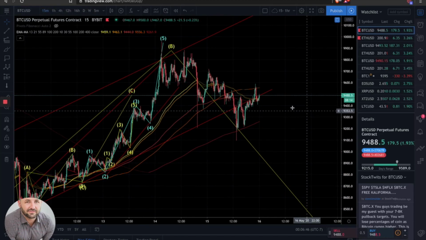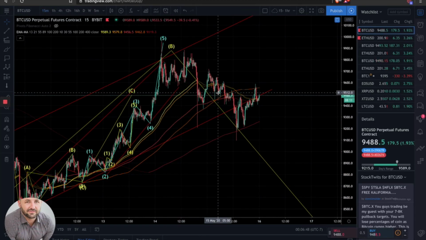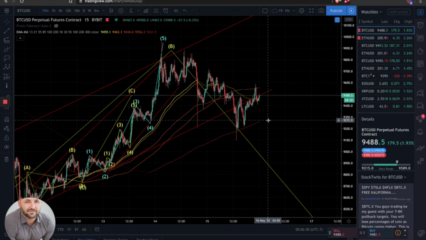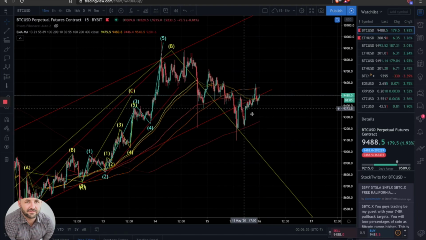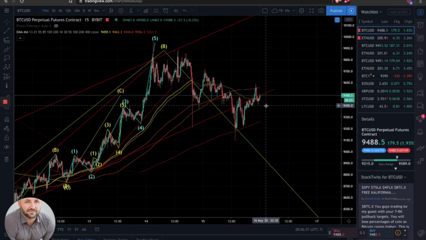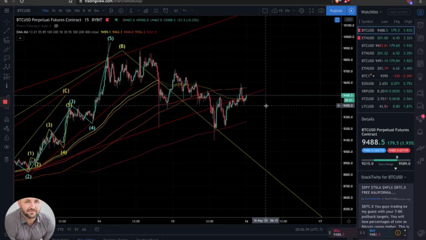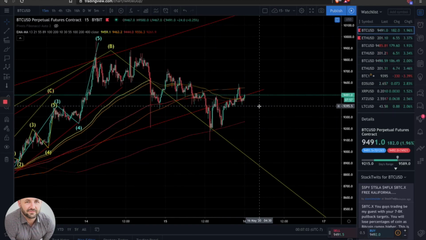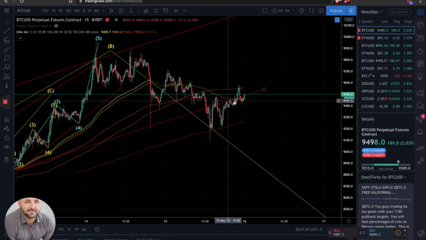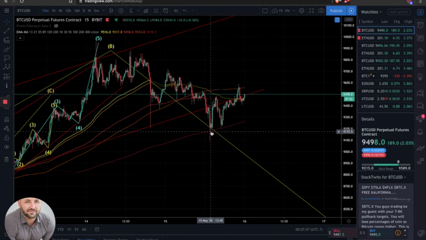But on the move down overall, it looks pretty corrective. Don't see anything super impulsive. We've been banging our head on this trend line right here, and that's ultimately what we've got to try and get across. If you watch the ETH, it looked a little bit more bullish than what Bitcoin does here. This looks very 3-wave right here.